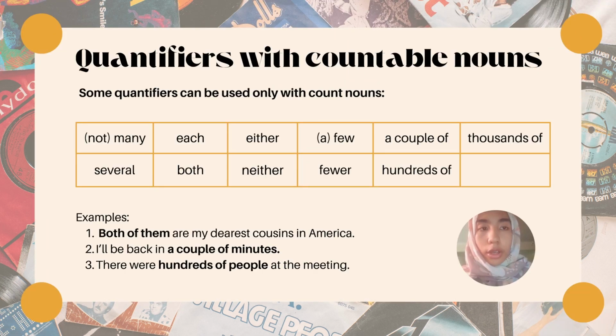Next is quantifiers with countable nouns. These quantifiers can be used only with countable nouns. Some of them are many or not many, each, either, a few, a couple of, thousands of, several, both, neither, fewer, and hundreds of. Some examples of sentences are: firstly, both of them are my dearest cousins in America. Then, I'll be back in a couple of minutes. Lastly, there were hundreds of people at the meeting.